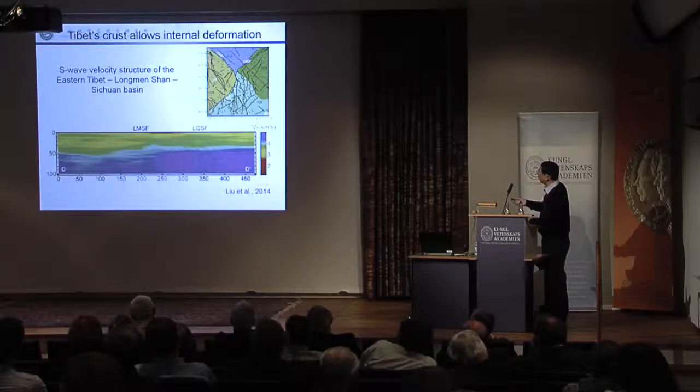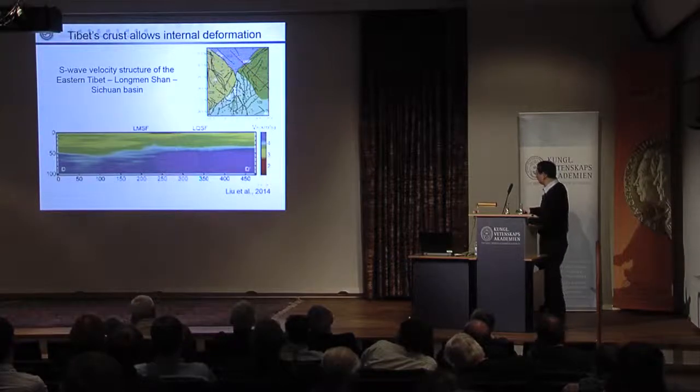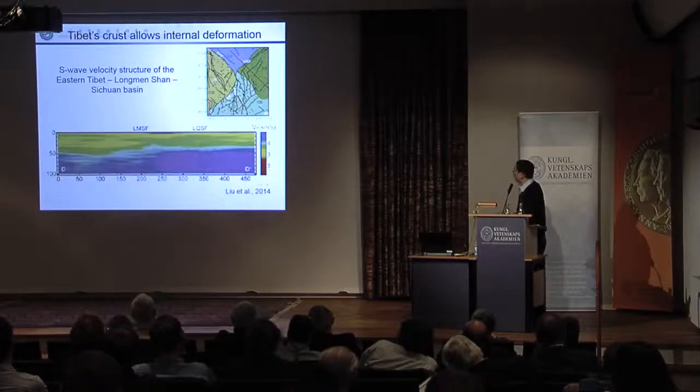This is the S-wave velocity structure across eastern Tibet, Longmen Shan to the Sichuan Basin. This is done by joint inversion of seismic receiver function and ambient noise. And you can see the Longmen Shan here, the eastern Tibetan plateau, the low velocity characterizes the low crust of the eastern Tibetan plateau. And we see the low velocity structure in the upper crust of the Sichuan Basin, but the low crust and the upper mantle have very rapid shear wave velocity, so it's a very strong Sichuan Basin.